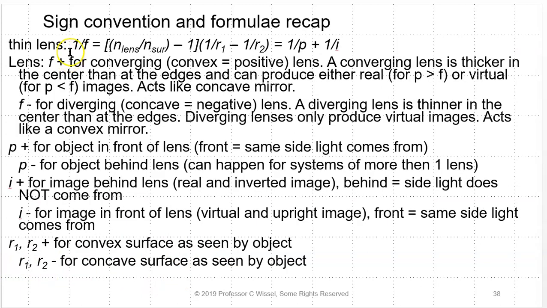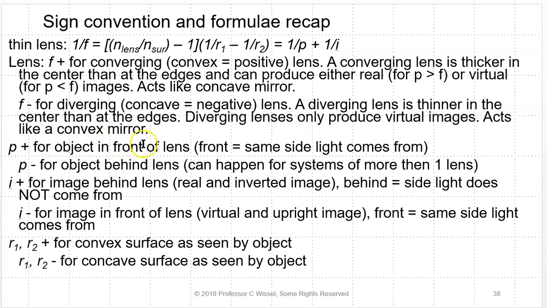For a thin lens, we have 1 over F equals N lens divided by N surface, minus 1, that quantity, times 1 over R1 minus 1 over R2, and that equals 1 over P plus 1 over I. For a lens, F is positive for a converging or convex or positive lens. A converging lens is thicker in the center than at the edges, and like a concave mirror, can produce either real images for P greater than F or virtual images for P less than F. F is negative for diverging, concave, or negative lenses. A diverging lens is thinner in the center than at the edges. Diverging lenses only produce virtual images, just like a convex mirror.